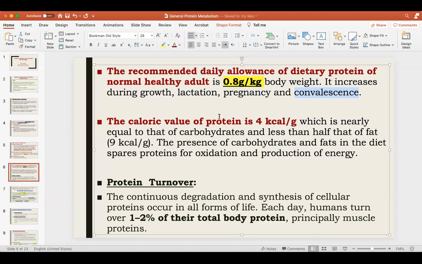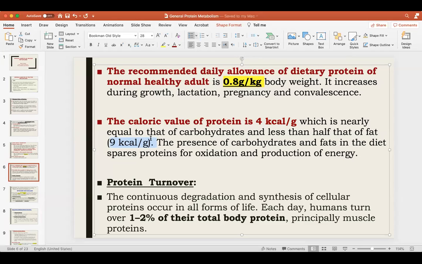What is the caloric value of protein? Oxidation of 1 gram of protein yields 4 kilocalories per gram, which is equal to that of carbohydrates. But of course, fat makes double the amount of calories, about 9 kilocalories per gram. So oxidation of 1 gram of carbohydrates or 1 gram of proteins yields 4 kilocalories, but oxidation of 1 gram of fat or lipid yields 9 kilocalories per gram.